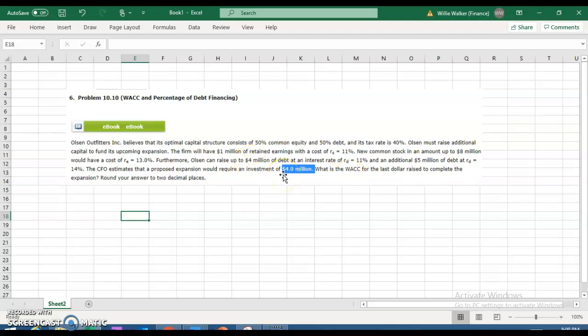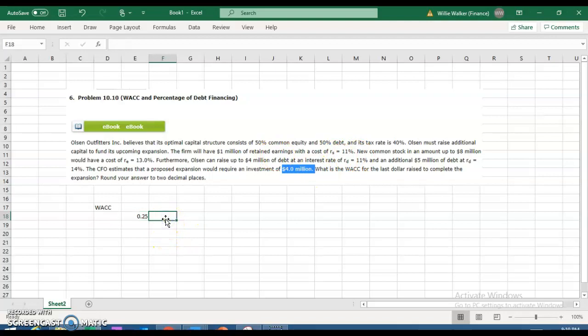So they need to raise $4 million, and they have $1 million worth of retained earnings that they can use at 11%. So we'll start our WACC equation. WACC is the weighted average cost of capital. So far they got $1 million at 11%. We have to calculate the weighted average of that $1 million that we're going to use to get our $4 million. So $1 million out of $4 million is equal to 25%. So 25% of our investment is going to come from retained earnings at 11%.